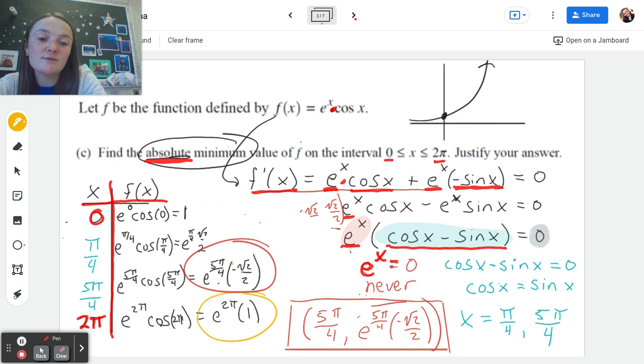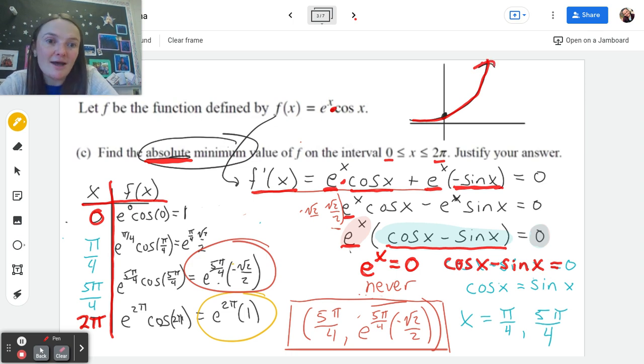e to the x is equal to 0, and we can say that cosine of x minus sine of x is equal to 0. Now, e to the x cannot ever equal 0. If we take a look at the graph of e to the x, it is an exponential graph, and it does not equal 0 ever because it has an asymptote that approaches 0 from the left. So that's never. But cosine of x minus sine of x, that can equal 0.